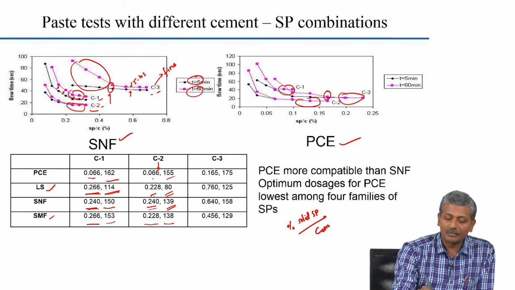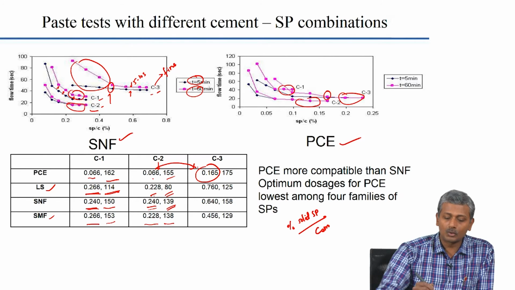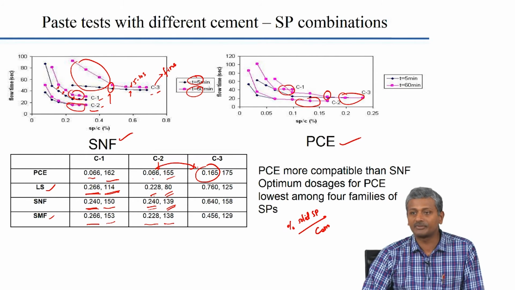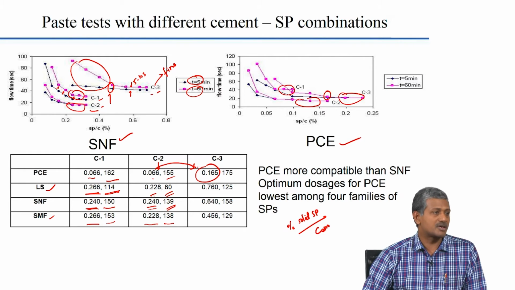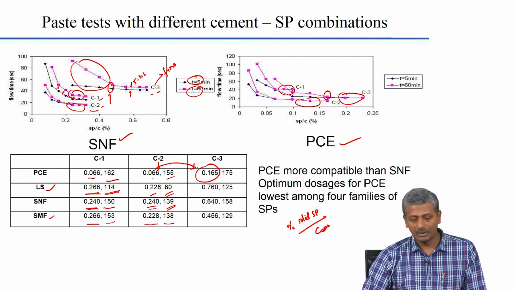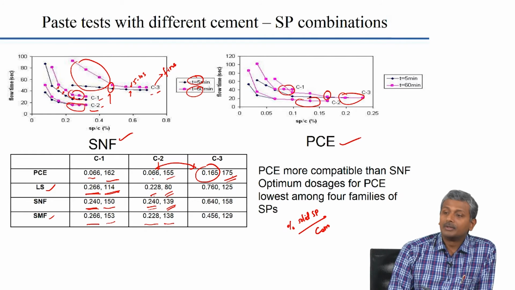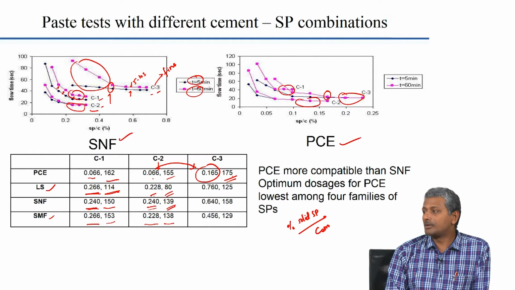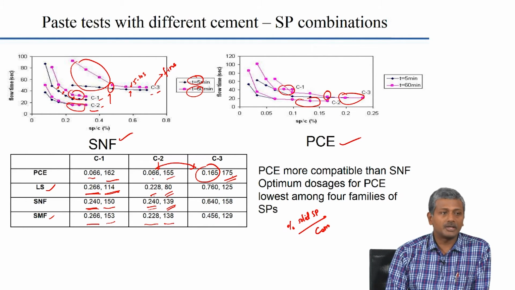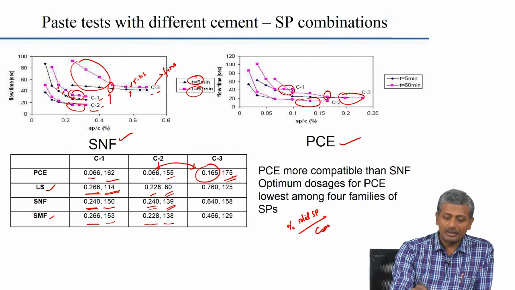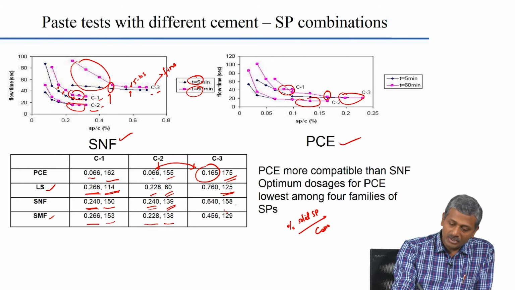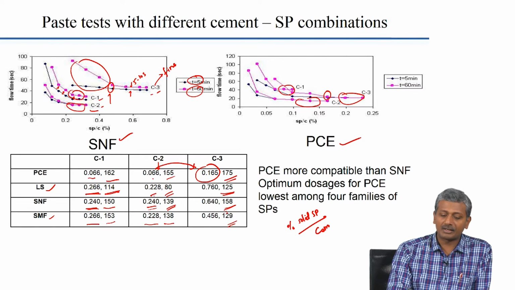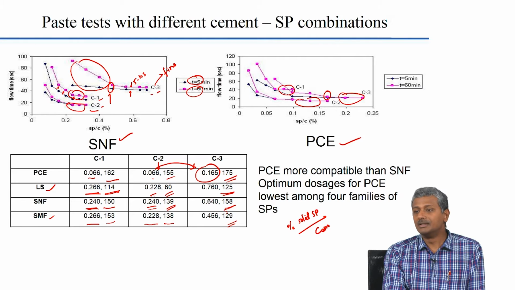With C3, look at the increase in dosage, 0.066 to 0.165%. So, again we are increasing nearly 2.5 times the dosage because of the higher fineness of the C3. But at the optimum dosage, the flow is reasonably good, 175 millimeters spread in the mini slump cone. Again your flowability is reduced significantly with lignosulfonate, marginally with SNF, and again significantly with SMF, while the dosages required are always higher with the other type of admixtures.